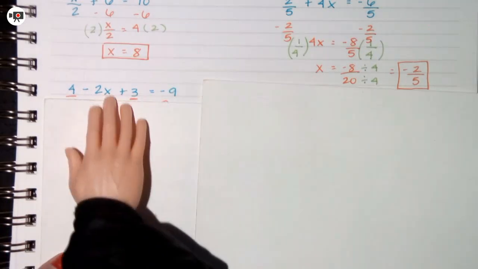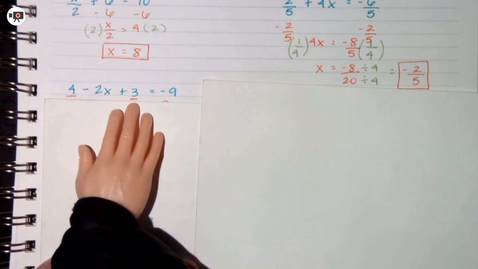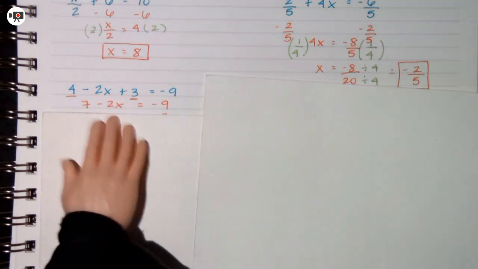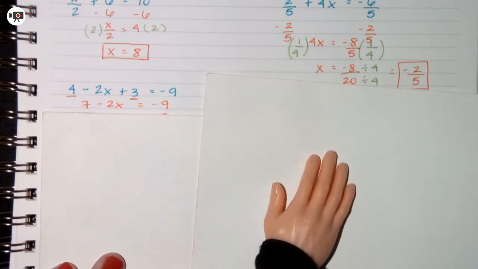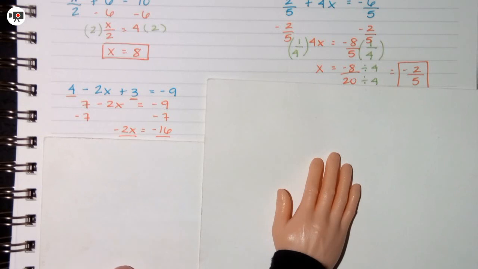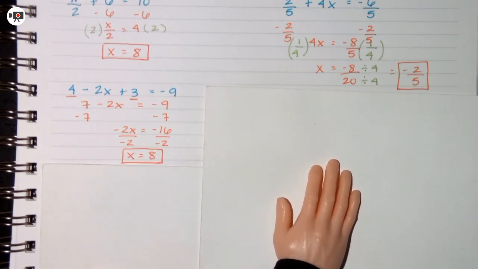4 minus 2x plus 3 equals negative 9. I can combine my like terms here of 4 plus 3 to get 7, and 7 minus 2x is negative 9. Subtract 7 on each side to get my variable term by itself. Then to get my variable completely by itself, divide each by negative 2 to get x is 8.